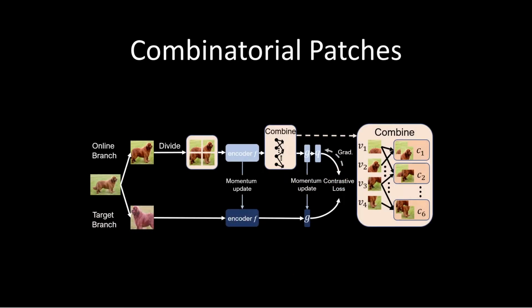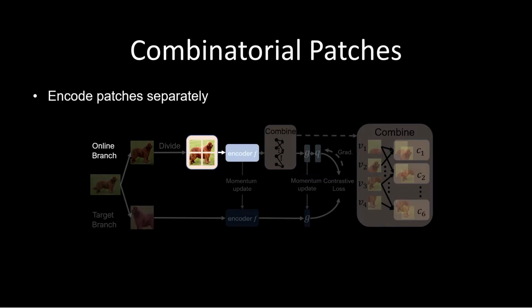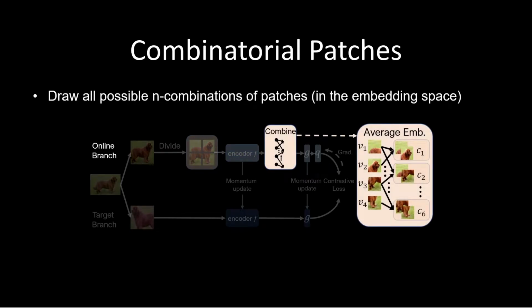Here, we give a detailed illustration of how the combinatorial patches work. First, we simply divide the full resolution input image into multiple non-overlapping patches. Then, we treat the patches as distinct samples and encode them separately to retrieve the embedding for each patch. With all patch embeddings at hand, we draw a subset of them with replacement multiple times.